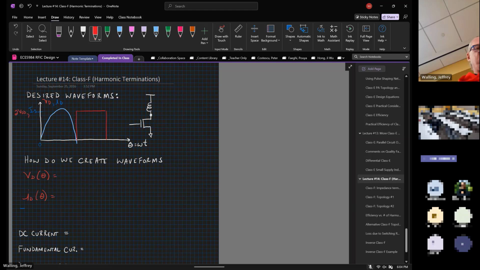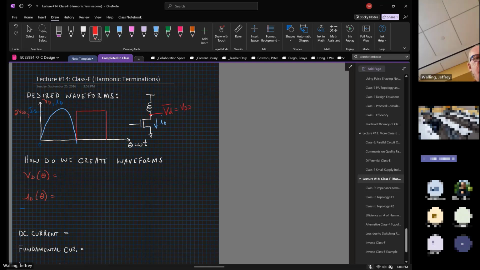So, looking at the class E, this is a power transistor. It's got some drain current flowing through it, and it's got a drain voltage. And the average value of the drain voltage, what's the average value of that drain voltage? It's VDD. It's going through an inductor, and it'll be VDD. But we've shortened it to where it's only there for half the period, so it's going to have twice the amplitude, whatever. Okay, so how do we create these waveforms?